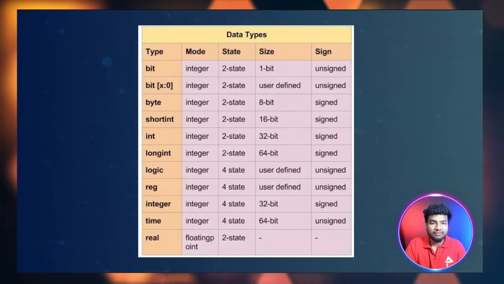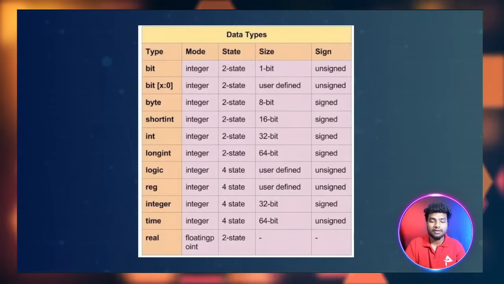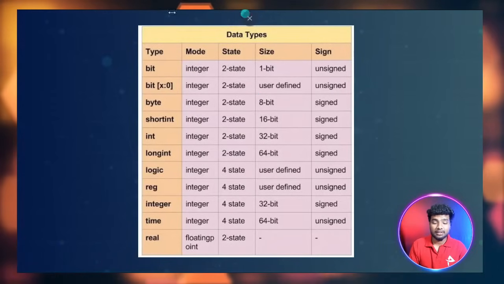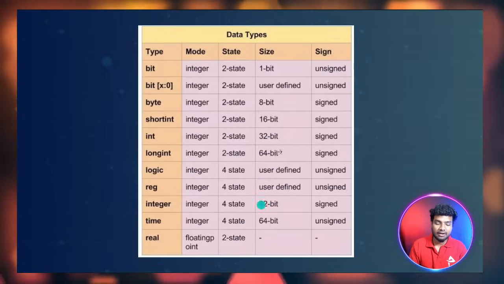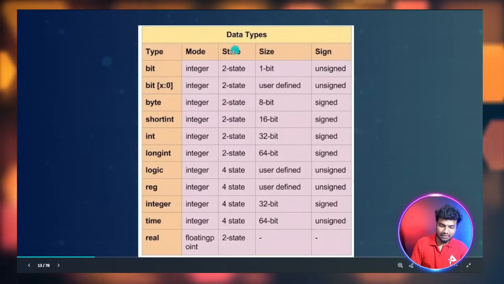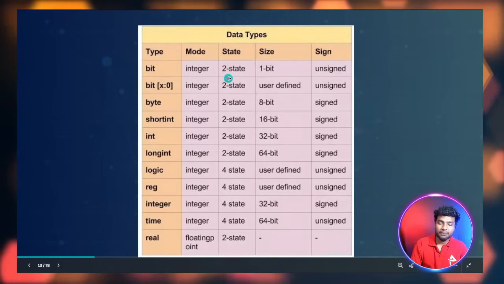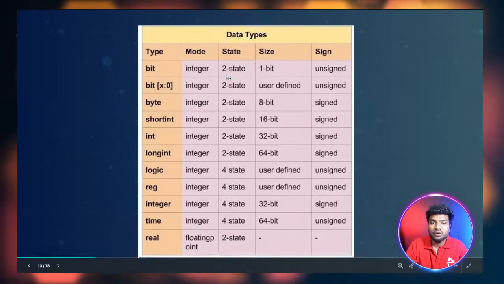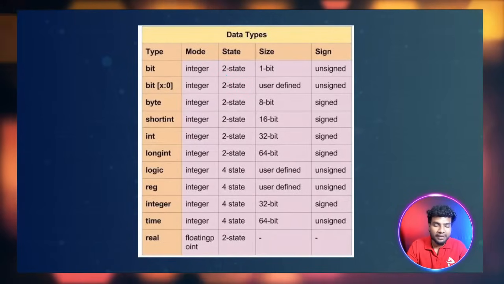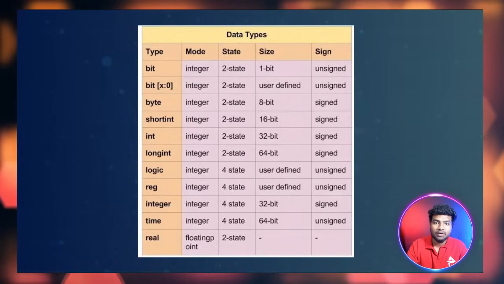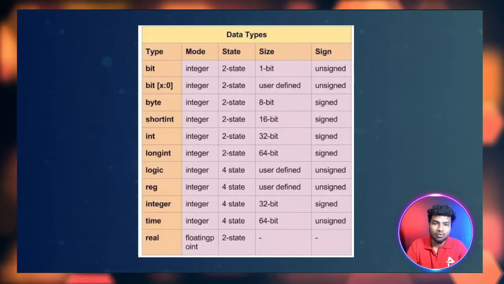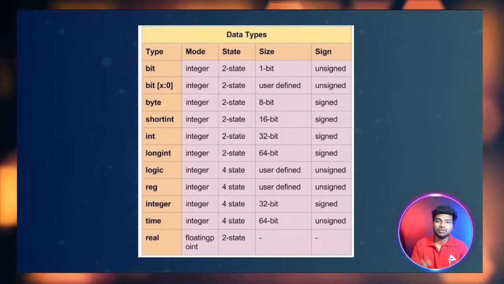So these are the benefits we have in SystemVerilog. We have a lot of data types here: bit, byte, short int, long int, and you can also see the states here. States refers to that particular signal. If you declare one signal with the data type bit, it can store only two states. It may be 0 or 1. 2 state means 0 or 1.